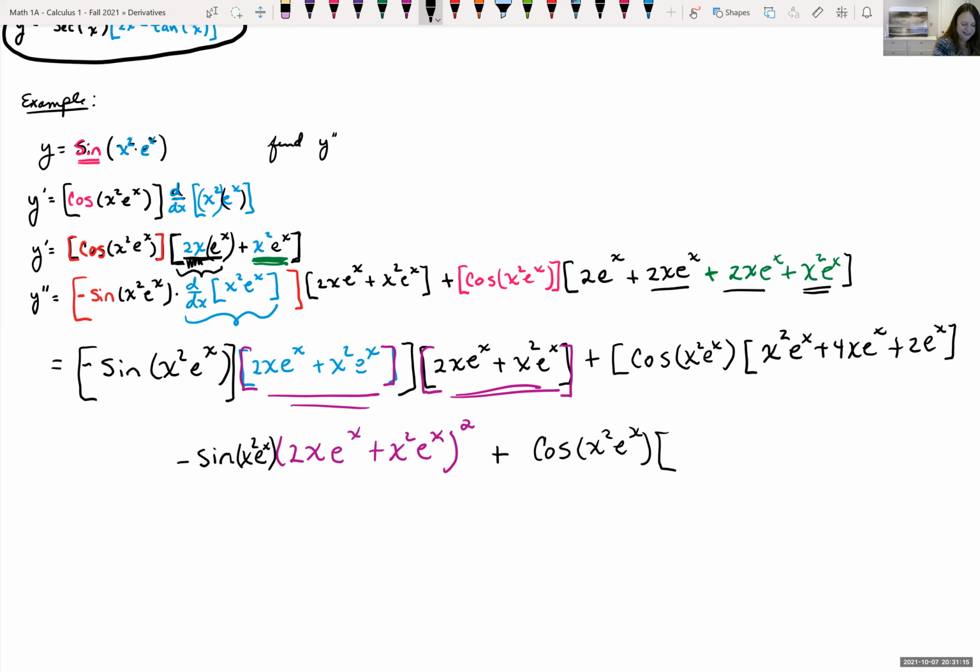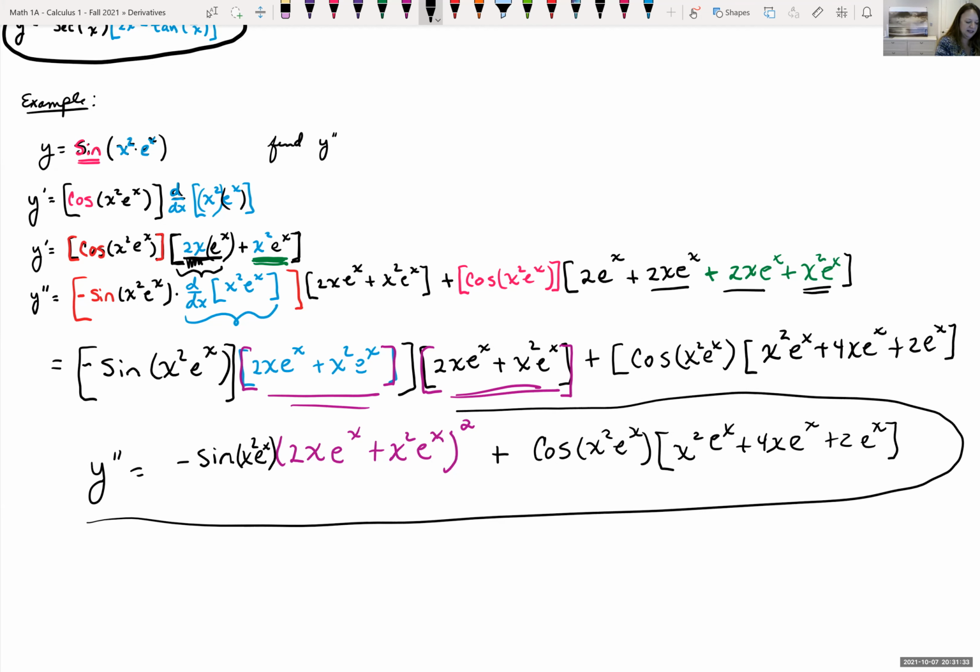So not the prettiest thing, but we did it. So there was a lot going on there, a lot of different rules. I don't see anything in common that I could factor out of both of those groupings, so I would just leave it like that.